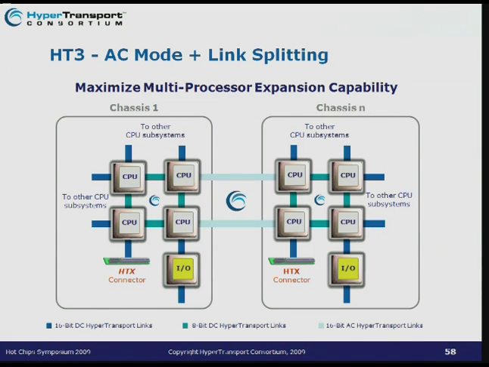And when combining AC mode and link splitting, it's possible to provide configurations like this, where multiple motherboards could be directly interconnected using HyperTransport technology. The only reason why this cannot be done today for more than 8 CPUs is addressing capabilities, the size of the addressing fields in the packet format. Okay? I will talk about this later.